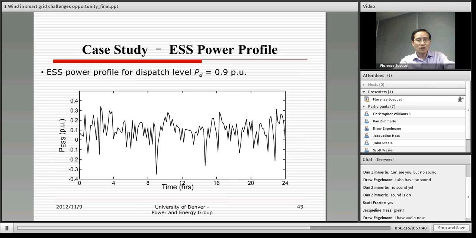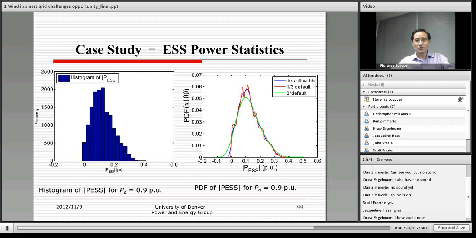And then based on our PD, for example, PD is 0.9 per unit, which is the power we want to deliver to the power grid at constant power. So the power grid does not see the fluctuation at all. Whatever the fluctuation is, it will be taken care of by PESS, the power of the energy storage system. It fluctuates, positive, negative. Positive means the battery is being charged, and negative means the battery is being discharged. So that is the cycle.